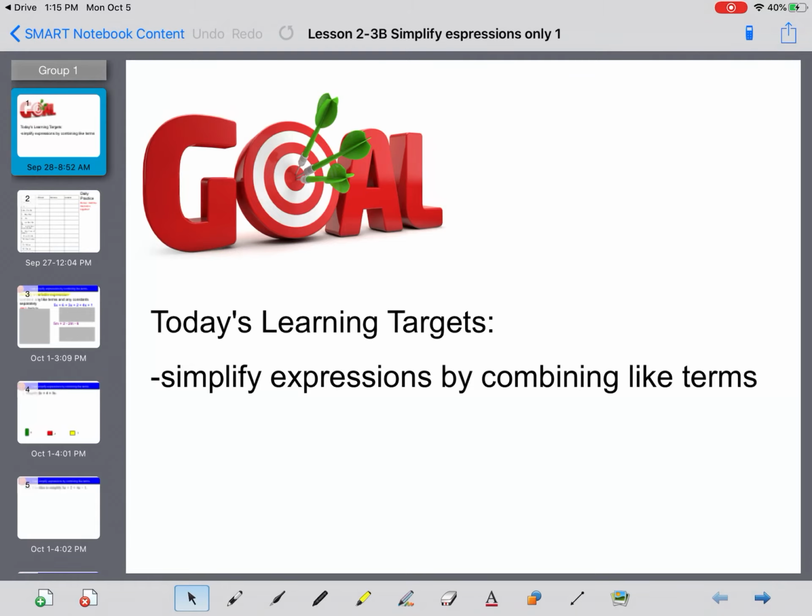Today's learning target is to simplify expressions by combining like terms. If at the end of this lesson you are unable to meet this lesson target, make sure you seek some extra help.